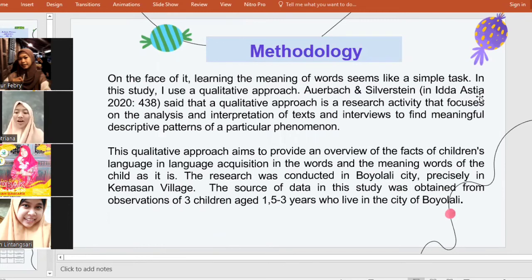Methodology. On the face of it, learning the meaning of a word seems like a simple task. In this study, I used a qualitative approach. Auerbach and Silverstein said that a qualitative approach is a research activity that focuses on the analysis and interpretation of text and interviews to find meaningful descriptive patterns of a particular phenomenon. This qualitative approach aims to provide an overview of the facts of children's language in language acquisition and the meaning of words of the child as it is. The research was conducted in Boyolali City, precisely in Kemasan Village.